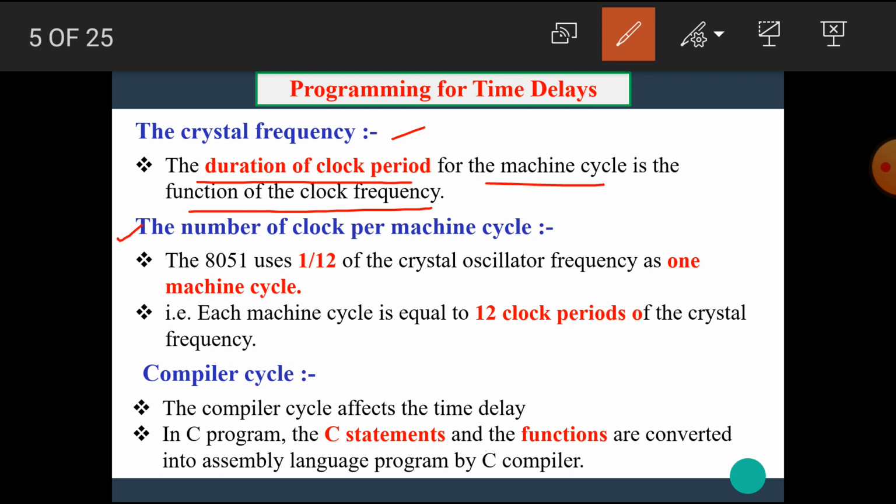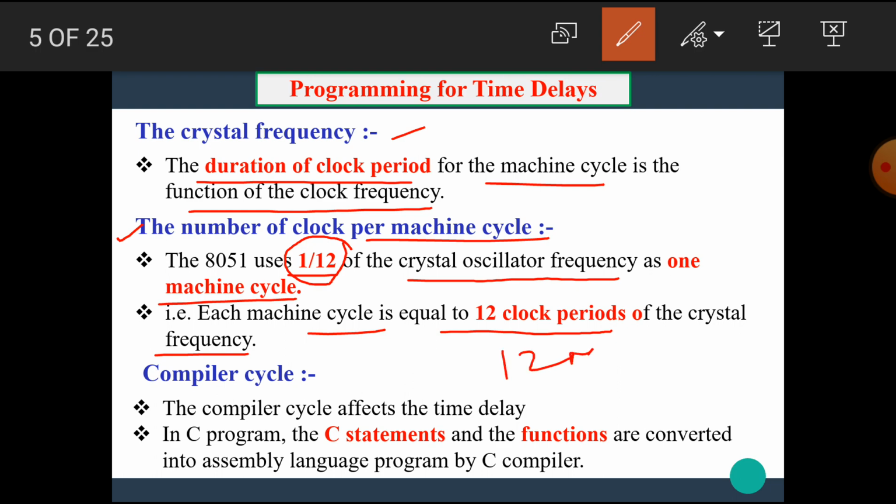Then the next factor is the number of clocks per machine cycle. The 8051 uses 1/12 of the crystal oscillator frequency as one machine cycle. That is, each machine cycle is equal to 12 clock periods of the crystal frequency. Remember here that the 8051 uses 1/12 of the crystal oscillator frequency. That means if we have a crystal of 12 megahertz, then it is divided by 12, or multiplied by 1/12.